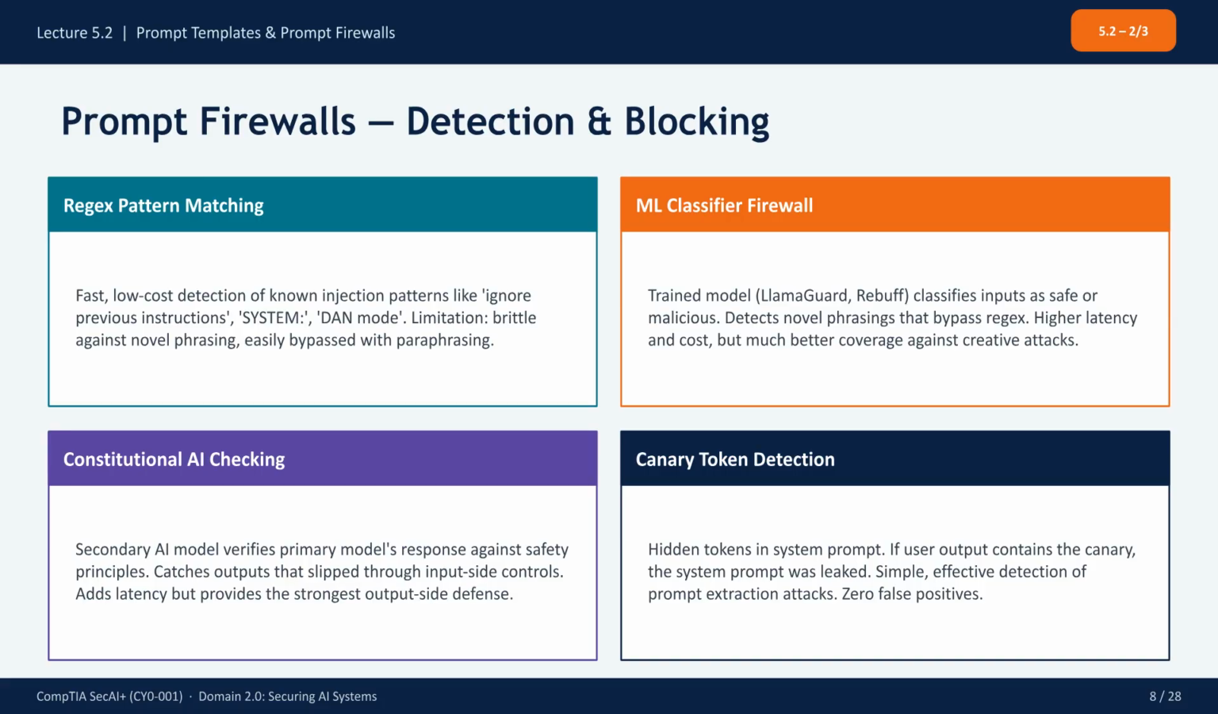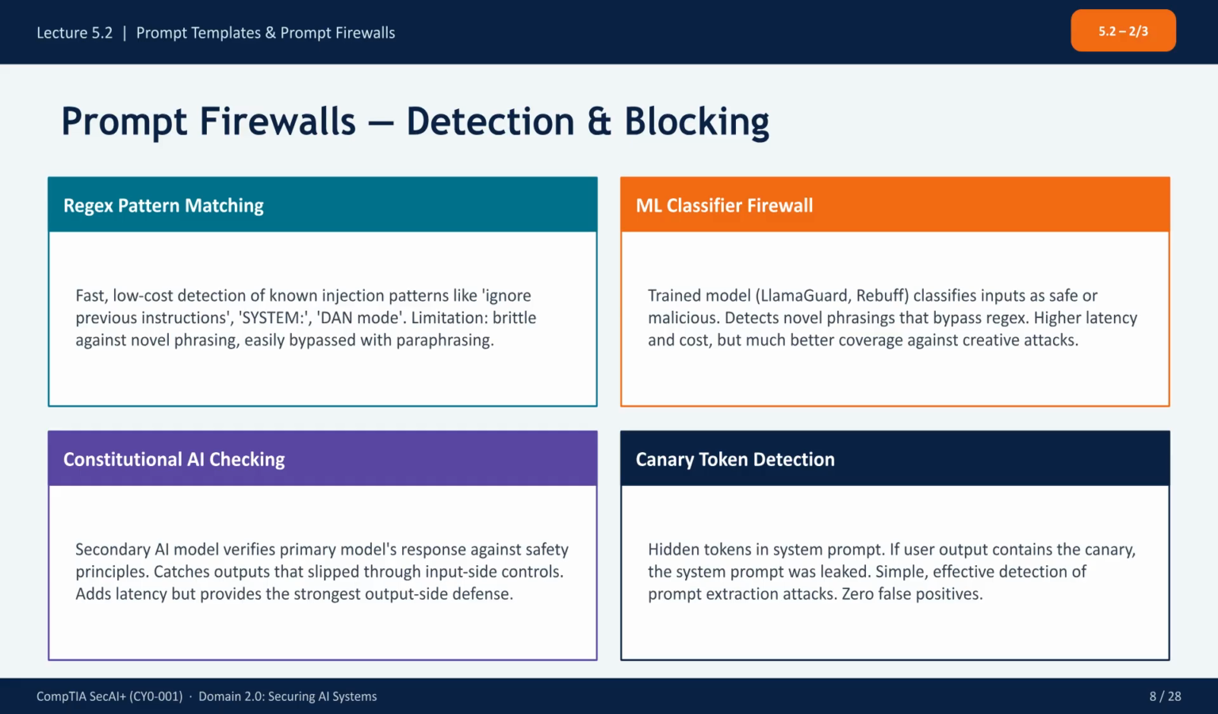And fourth, canary token detection. You embed hidden tokens in your system prompt. If the model's output ever contains those canary tokens, you know the system prompt was extracted, which is a prompt extraction attack. This has 0 false positives, because the only way canary tokens appear in output is if the system prompt was leaked. Defense in depth means using multiple types together.